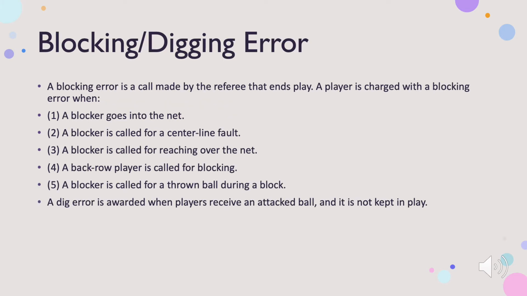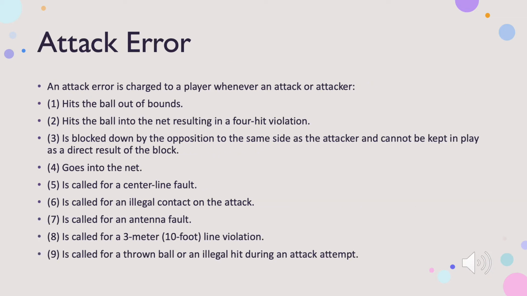A blocking error is a call made by the referee that ends play. A player is charged with a blocking error when any of the 5 situations arise that are listed. A dig error is awarded when players receive an attacked ball and it is not kept in play. An attack error is charged to a player whenever an attack or attacker commits one of the following 9 actions. In general, it can be a ball out of bounds, ball into the net. There are many different ways to arrive at an attack error.